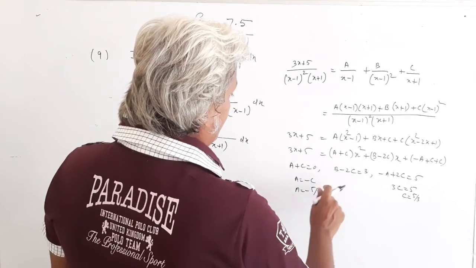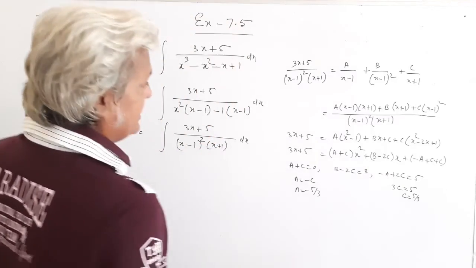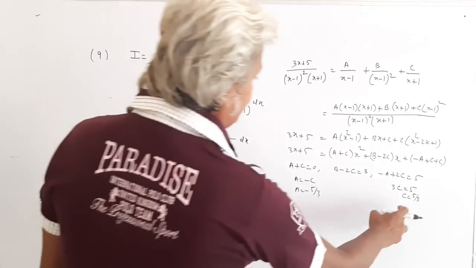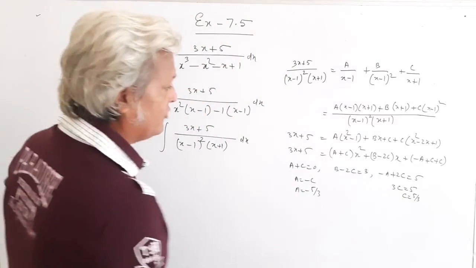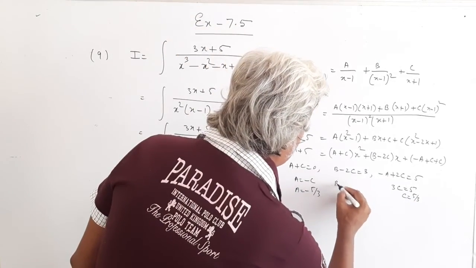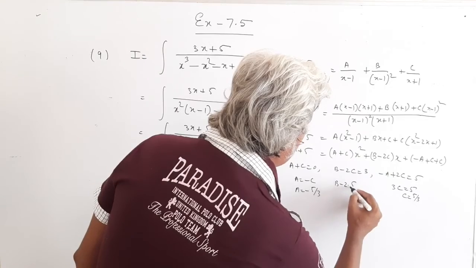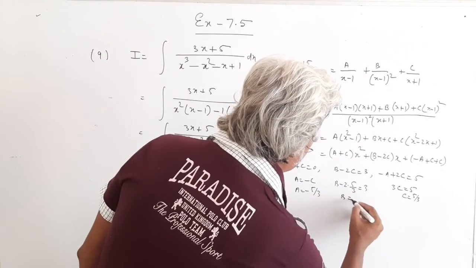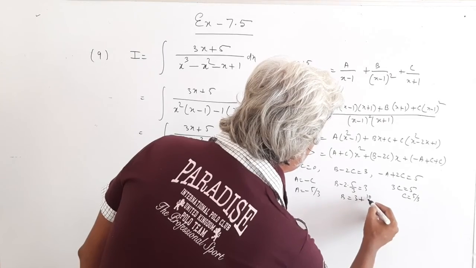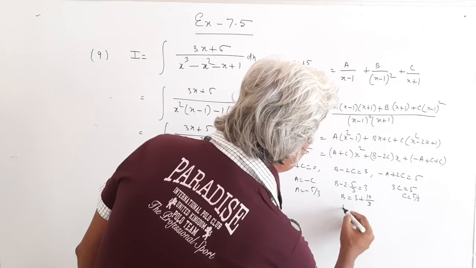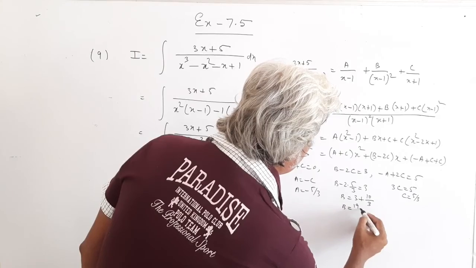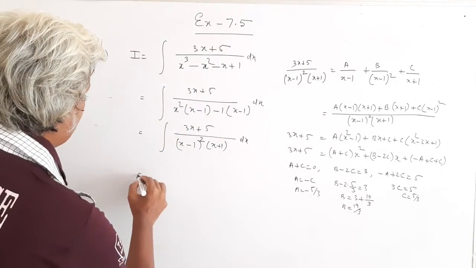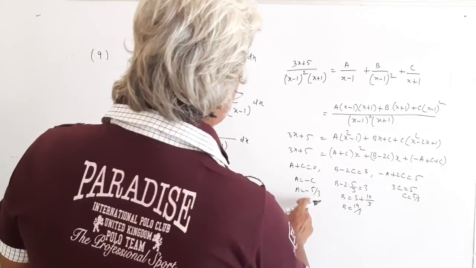Now b minus 2c is 3. How to find the value of b? b minus 2c, where c we have already found as 5 over 3. So b minus 2 times 5 over 3 is 3. So b is 3 plus 10 over 3, that is b is 19 by 3. Now you see we are getting a as minus 5 by 3.